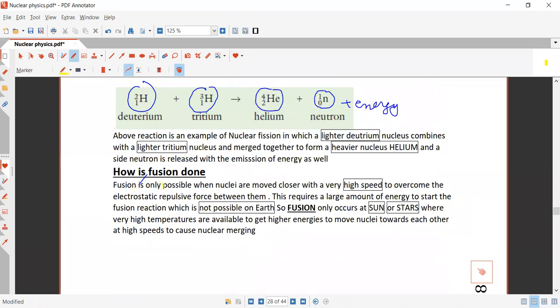I have already told you it is only possible when nuclei are moved closer with high speeds to overcome what? The electrostatic repulsion, right? This requires a large amount of energy to start. So fusion reaction is not possible on Earth. Fusion can only occur on the sun and stars, where very high temperatures are available to get higher energies to move the nuclei towards each other with high speeds, right?